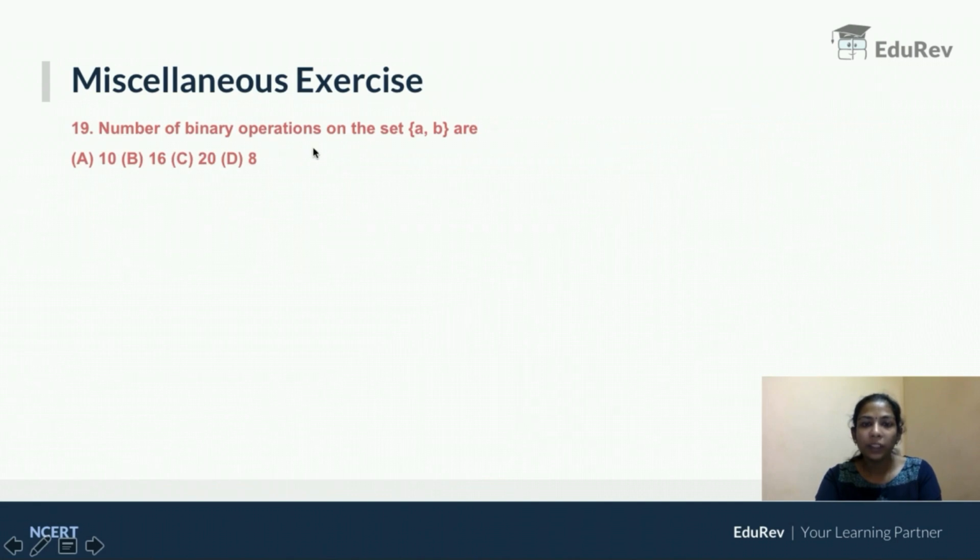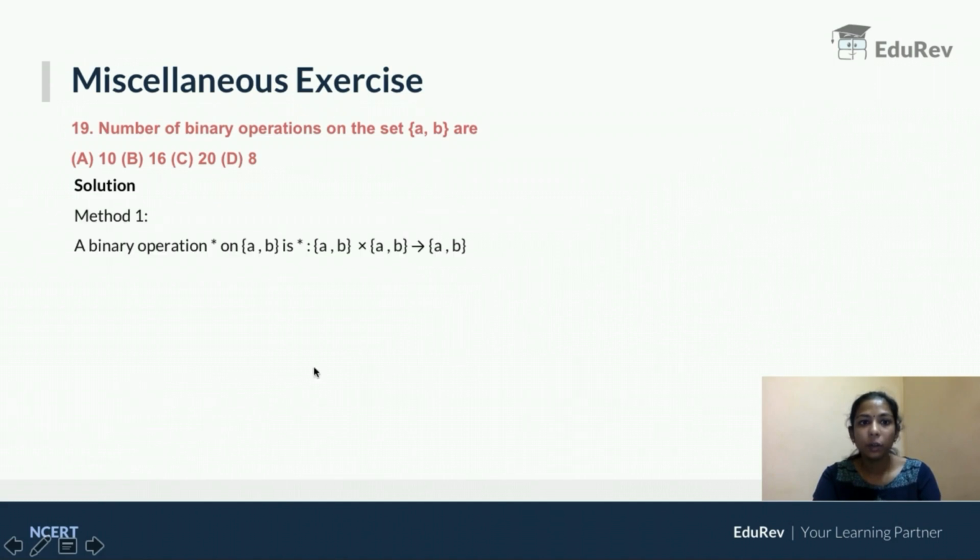Number of binary operations on the set A, B are 10, 16, 28. There are 2 elements in the set and they're asking how many binary operations can be performed. Remember, binary operation is nothing but a function where the domain is the Cartesian product of the set and codomain is the set itself. So they have written the same thing. A binary operation star on the set A, B is nothing but star from the Cartesian product of set A, B to A, B. What is the Cartesian product that can be formed for this? Ordered pairs AA, AB, BA and BB.